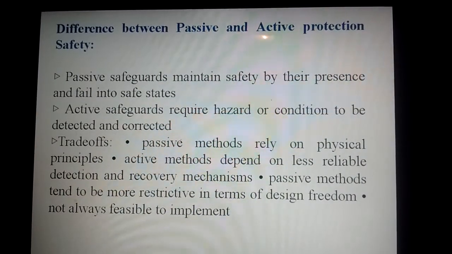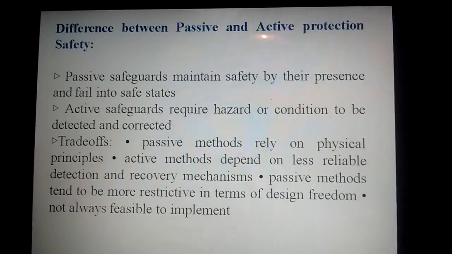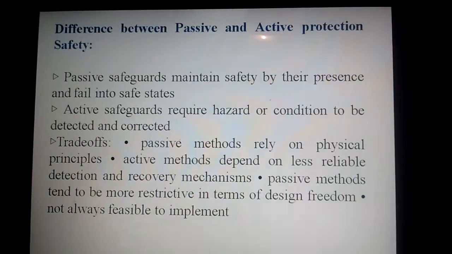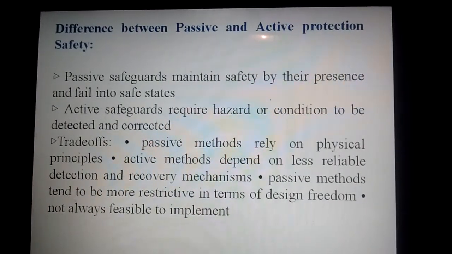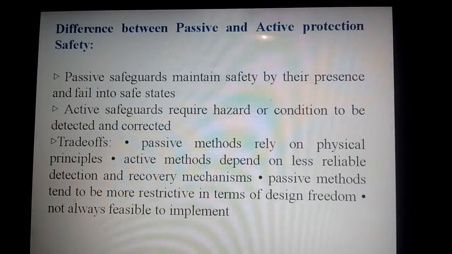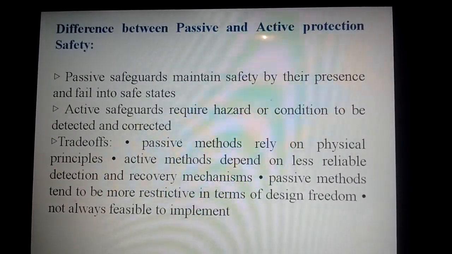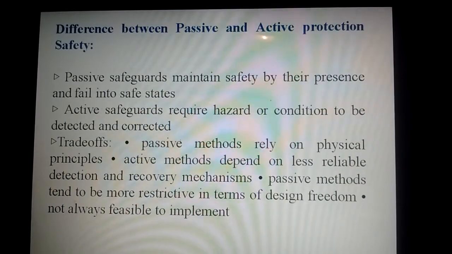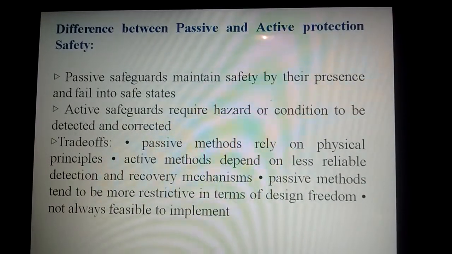The passive safeguards maintain safety by their presence and fail into a safe state. Active safeguards require hazards or conditions to be detected and corrected. The classifications are about the trade-offs.